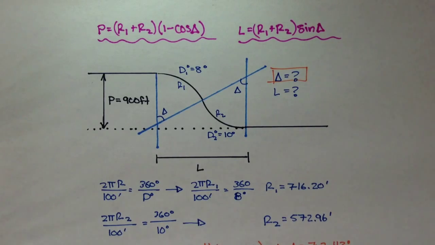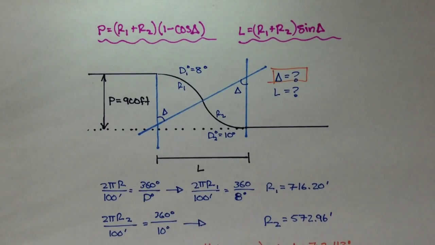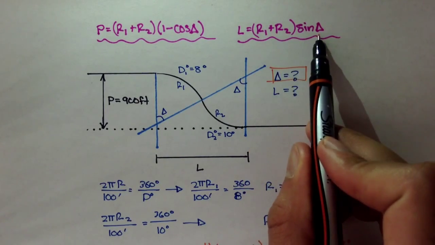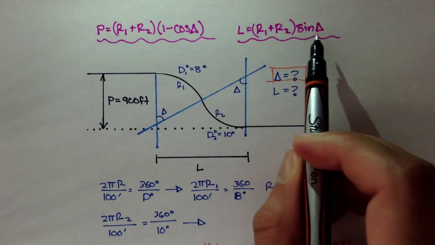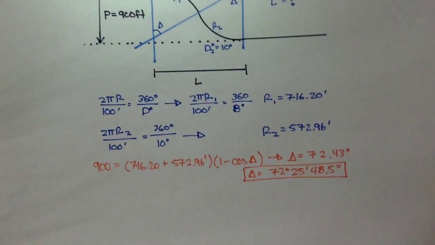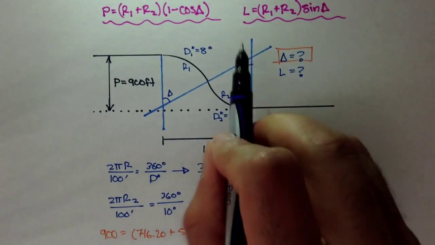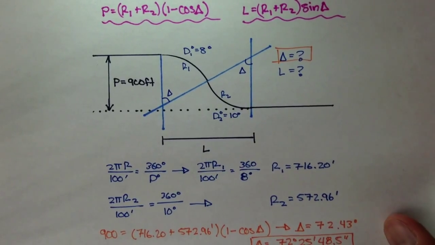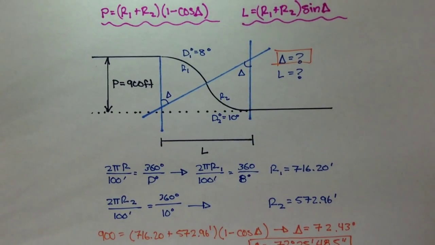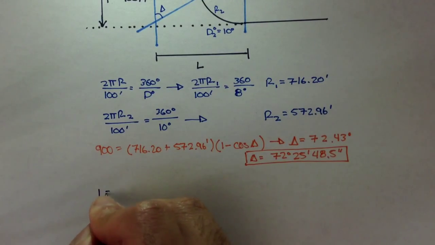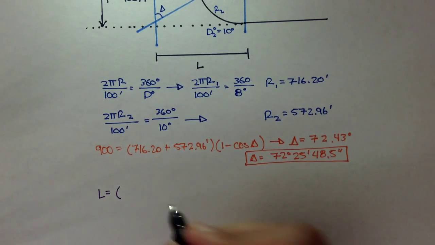Awesome. So the next thing we need to figure out is what the transition length L is. Well, L is just the sum of the two radii times the sine of the interior angle for both of these curves, or sine delta. So the sum, let me do that in purple. Purple's a nice color, right? We have this formula up here: R1 plus R2, the sum of the two radii, times sine of delta.